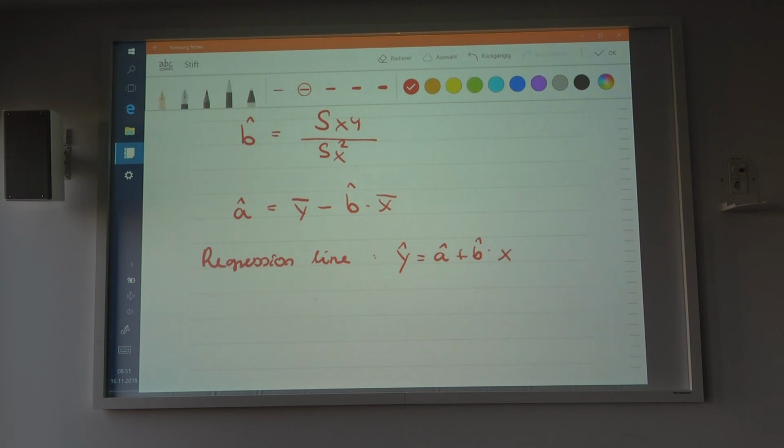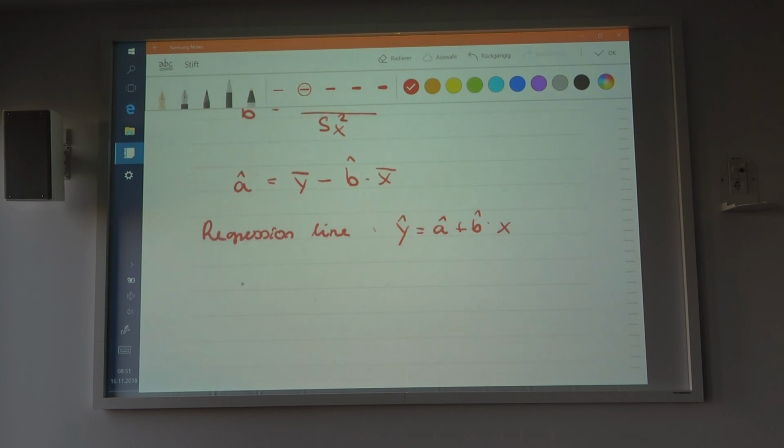And of course, y hat is not the same as y, because y are the observations of the dependent variable, and y hats are the estimates of the dependent variable. Or, with another interpretation, these are the parts of the dependent variable that can be explained by the others. Let me just use a different notation here. So this is the model, the regression model.